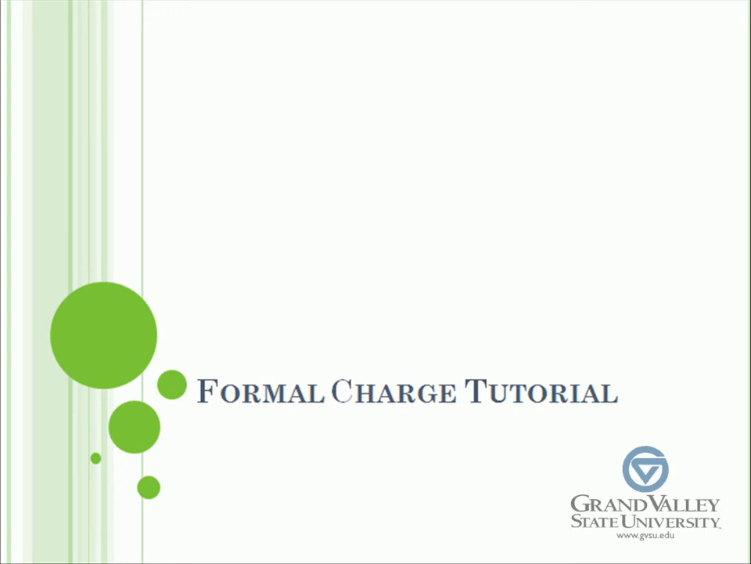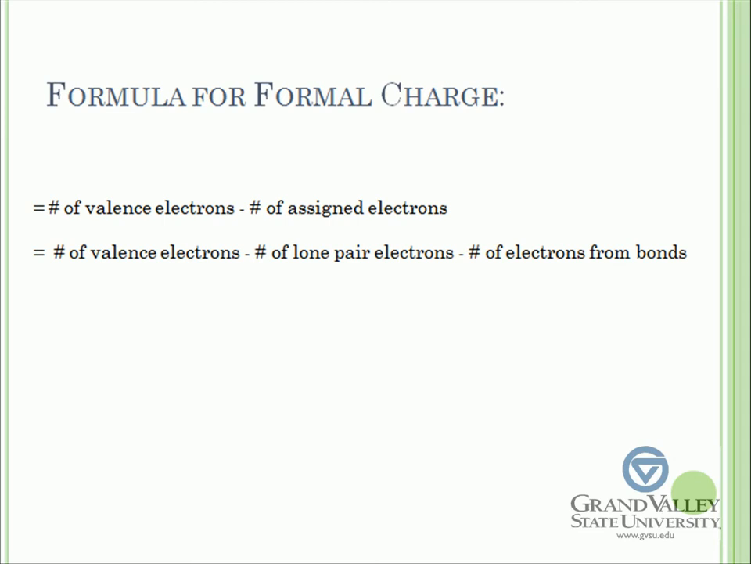We will begin this tutorial with a brief review of how to compute the formal charge. The formal charge tells us whether atoms in a Lewis structure have extra electrons or are electron deficient. We calculate formal charge on atoms by taking the number of valence electrons determined from the periodic table and subtracting the number of electrons assigned to that atom in the Lewis structure. This can be from lone pair electrons or electrons in bonds.